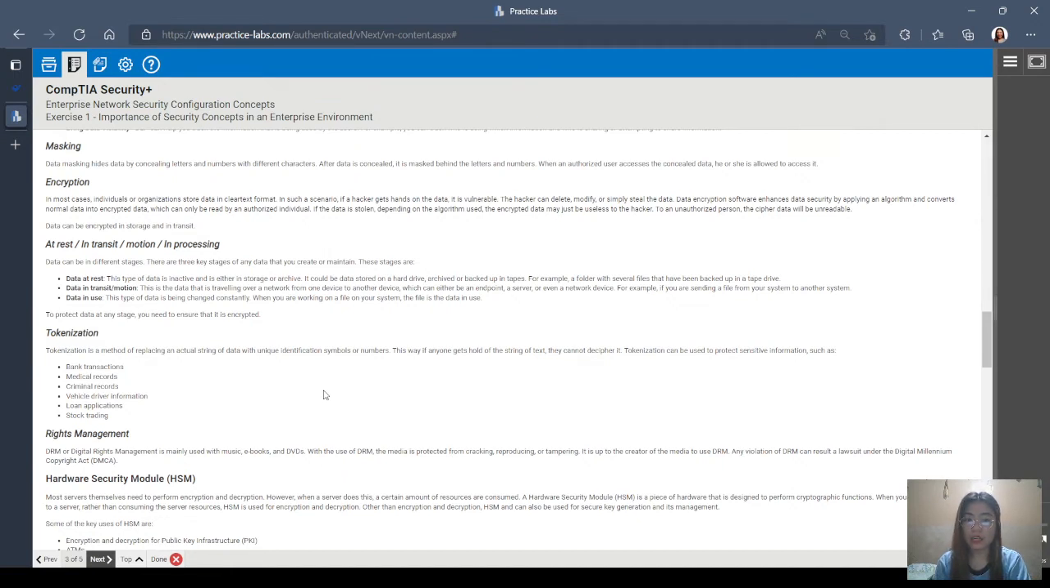To an unauthorized person, the cipher data will be unreadable. Data can be encrypted in storage and in transit.